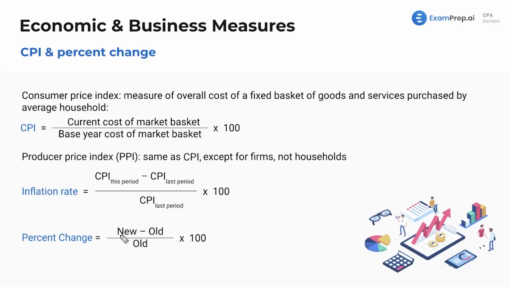Sometimes percent change can be bad if it's the same numbers, but for how much it costs to get a week's worth of groceries, that would mean the percent change is 10% more. It costs 10% more to buy groceries. And that's the same thing for the inflation rate.